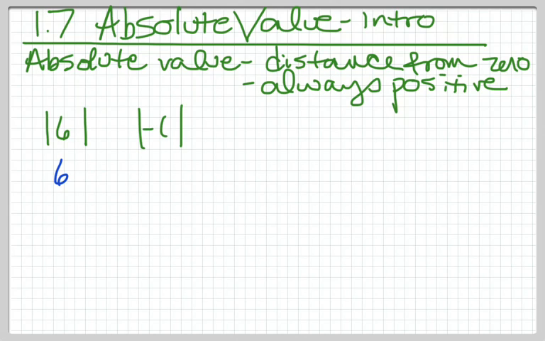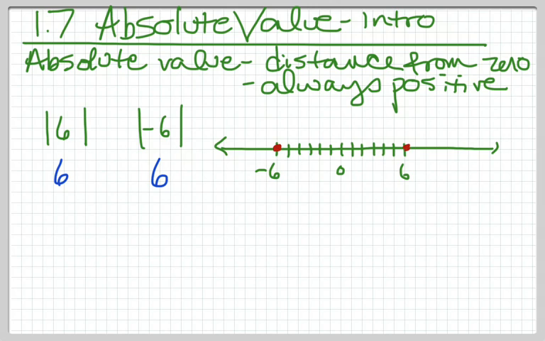Let's take the absolute value of negative 6. It's also 6. So there are 2 different things that could be inside those absolute value bars that would result in the answer of 6, because there are 2 different items on the number line that are 6 units away from 0. That's 6 units away from 0, and that's 6 units away from 0. So that's why there's going to be 2 answers most of the time on an absolute value problem.